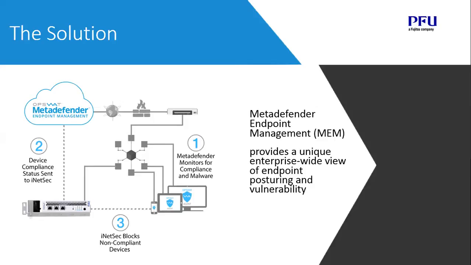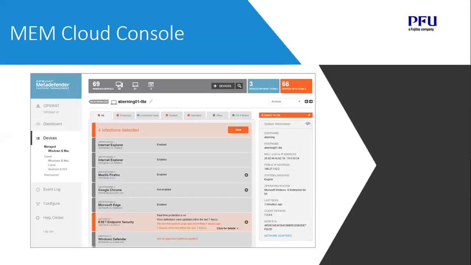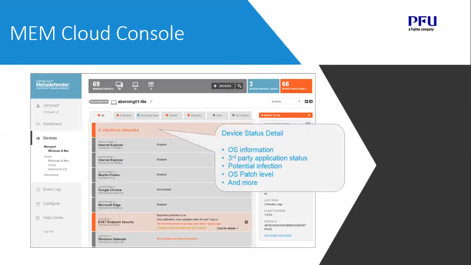What we'll see on the next slide is the case where a device is not compliant. You can dive into the details and see exactly what Metadefender found. In this case, on this endpoint, there were multiple infections detected. You can also see a notice about real-time protection not being turned on. We can also see whether the operating system has been patched up to the required level, whether there are any non-compliant applications, and anything else that you set up as part of your security policy.